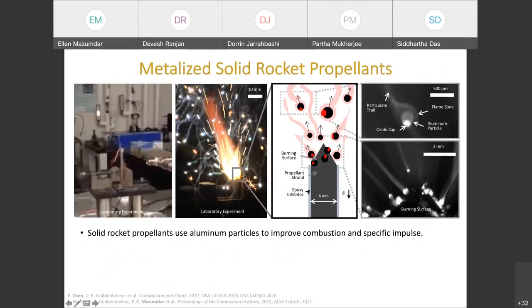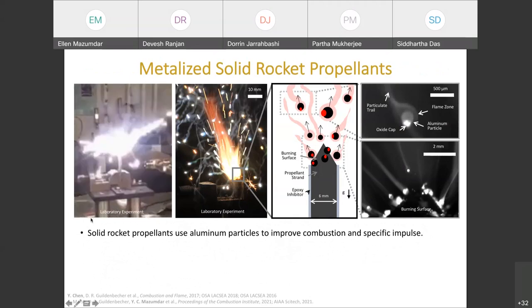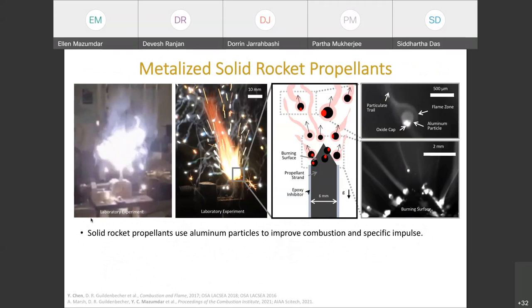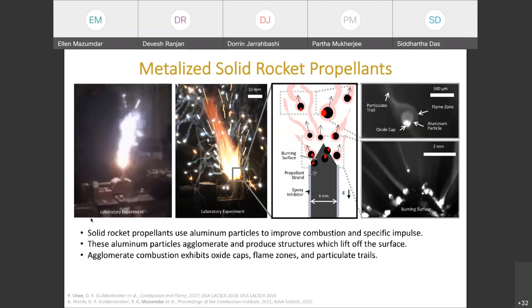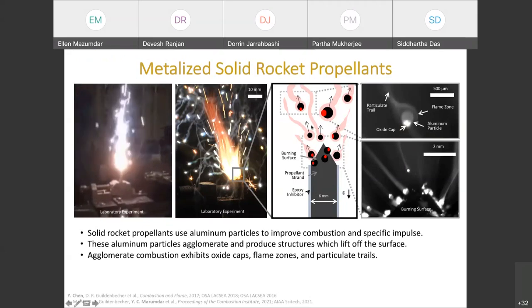So solid rocket propellants often have aluminum in them to increase specific impulse. So I'll play this short video, hopefully it'll play. And it basically looks like a sparkler. If you get a really small sample, it looks like a really bright sparkler. The aluminum particles tend to agglomerate on top of the surfaces, create little balls that will lift off of the surface, if you can see my mouse, and they create these interesting structures. They have particle trails, they have oxide caps, they have flame zones.